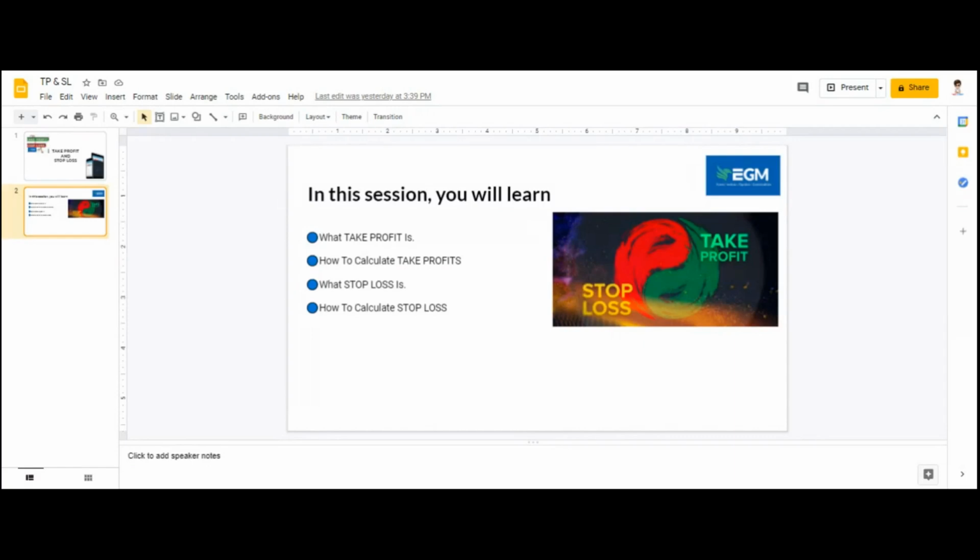In this session, what you'll be learning: what take profit is, how to calculate take profit, what stop loss is, and how to calculate stop loss. We'll explain what take profit is generally, then I'll give a live example. Then how to calculate take profit, we'll be doing the calculation for the buying and the selling scenario. And what stop loss is, we'll explain generally also, using a live example, and also how to calculate stop loss for the buying and the selling scenario. So let's dive right into it.